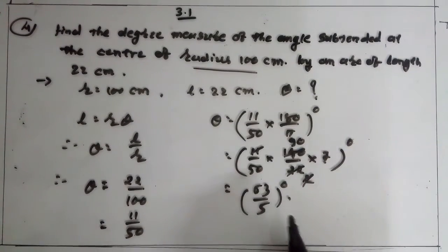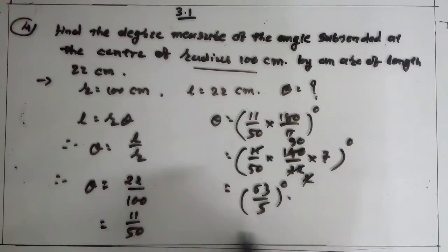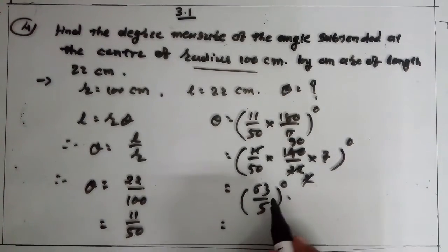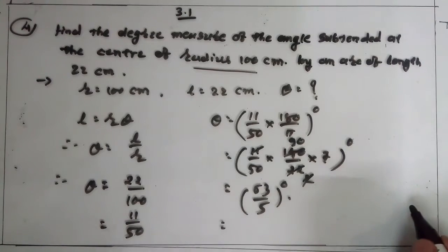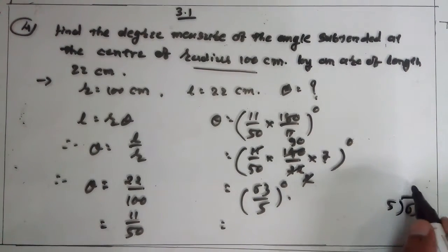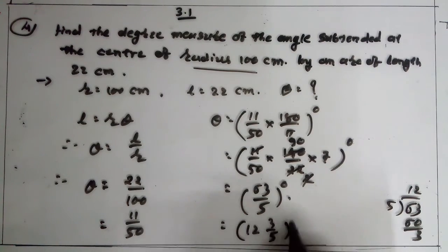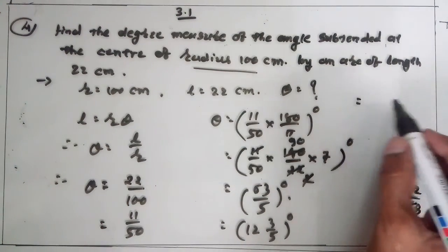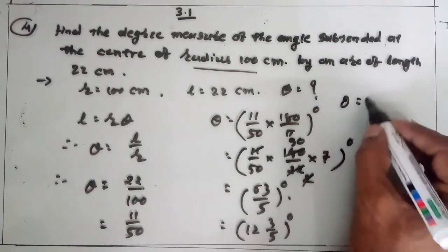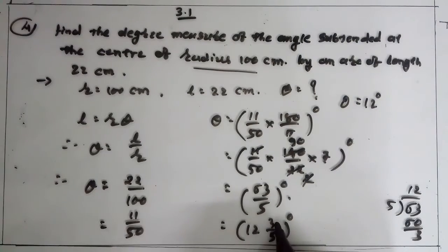Now change this into degree, minute and second form. 63 upon 5, that is divide 63 by 5. 12, 5 12s are 60, so remainder 3. Here we get 12 and 3 upon 5 degree. That is 12 degree. Now 3 upon 5.